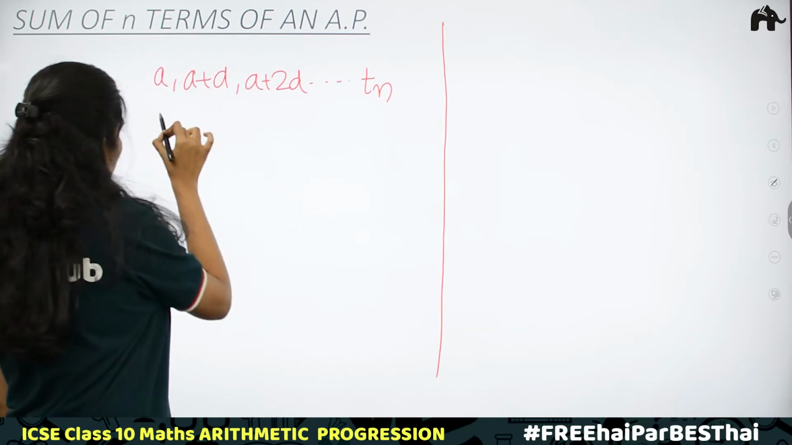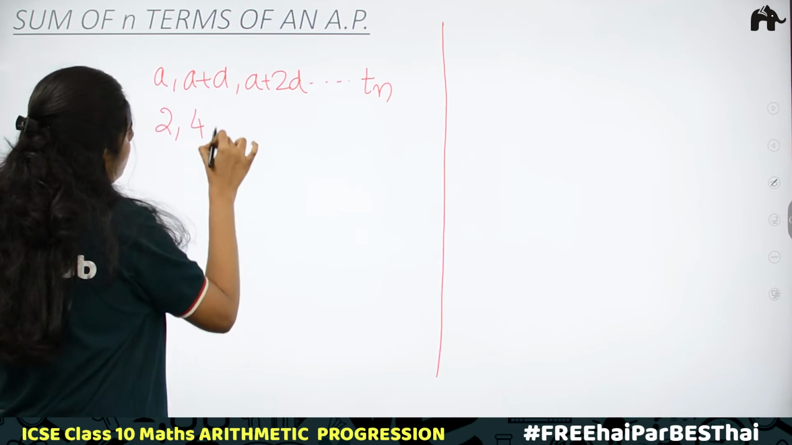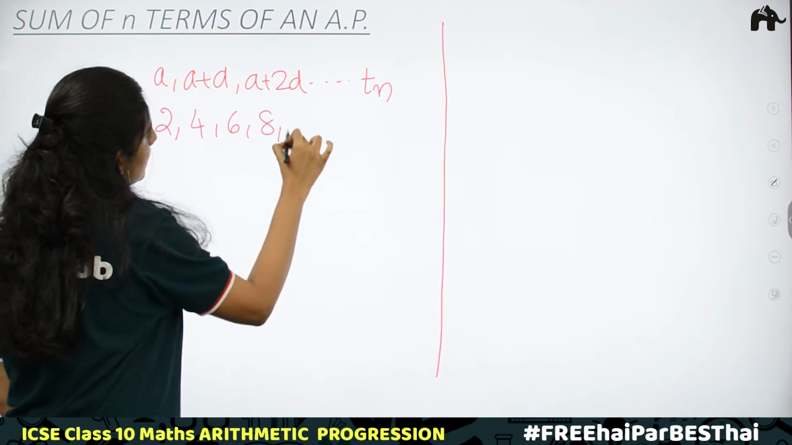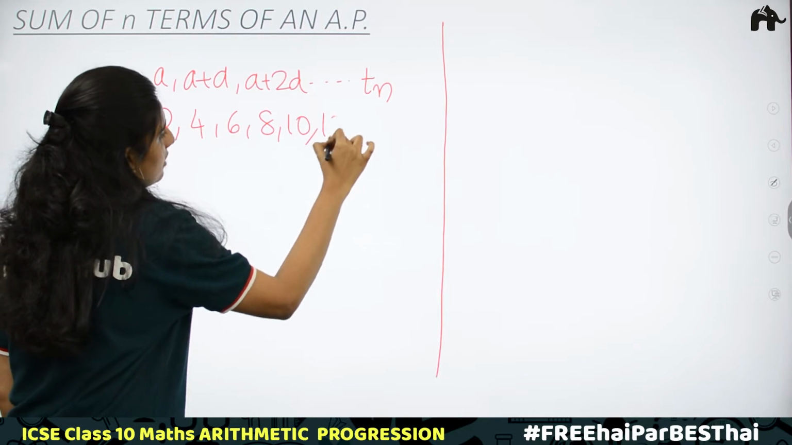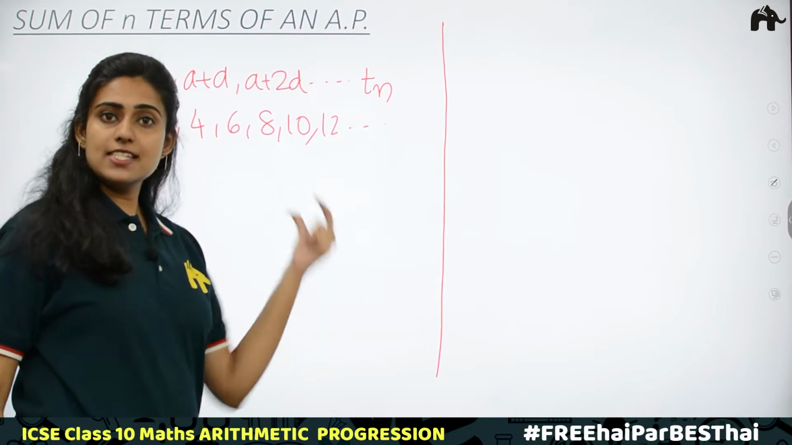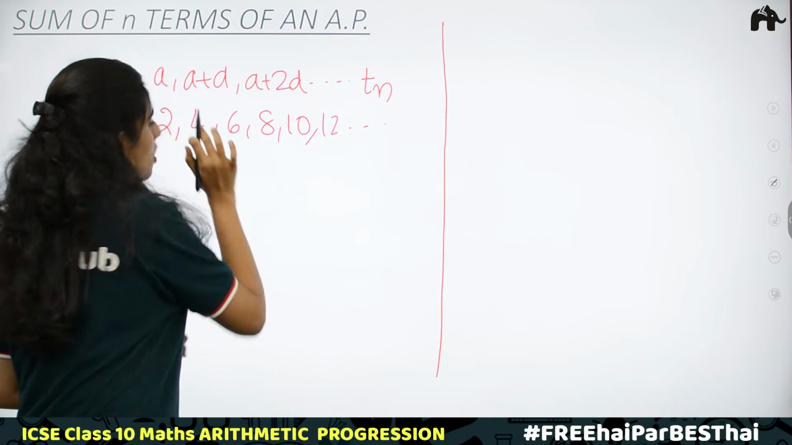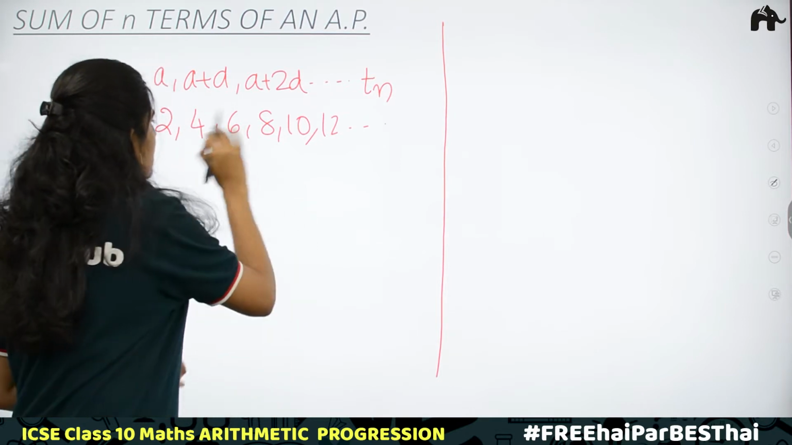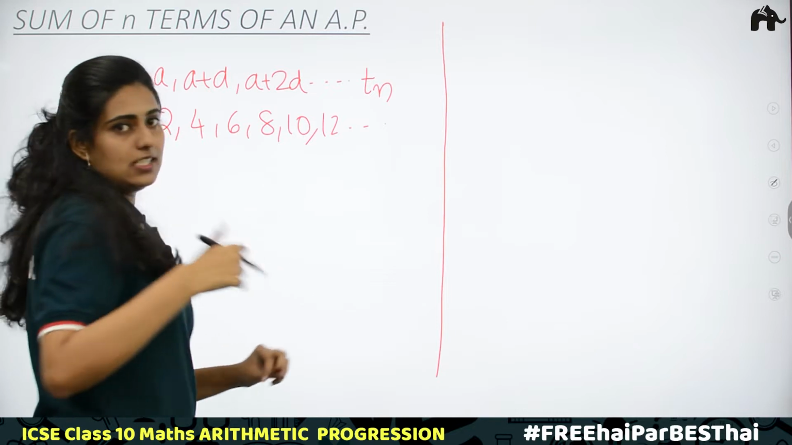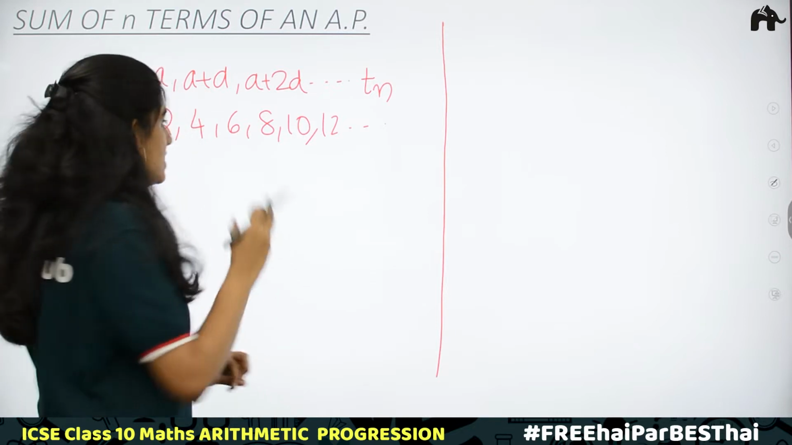Let us consider an AP. For example, 2, 4, 6, 8, 10, 12, etc. Okay. This is an AP. Here the first term is 2 and we know the common difference is also 2. 4 minus 2, 6 minus 4, 8 minus 6 is equal to 2. Therefore, the common difference is 2.